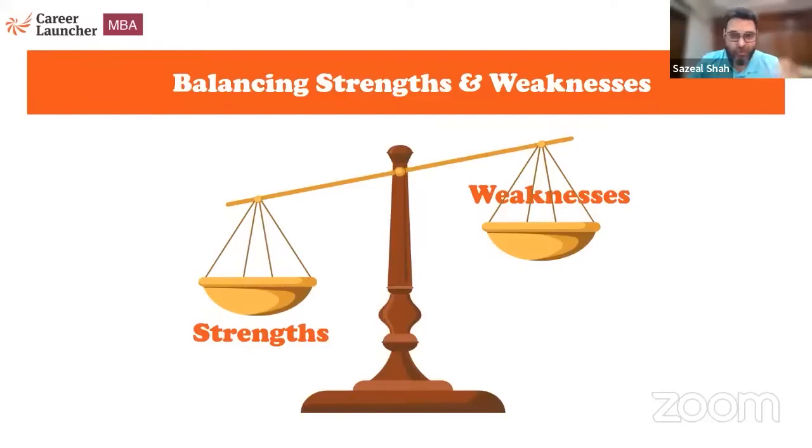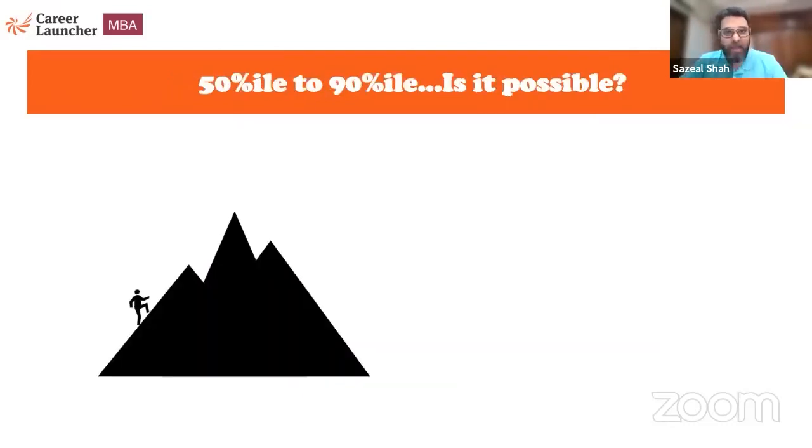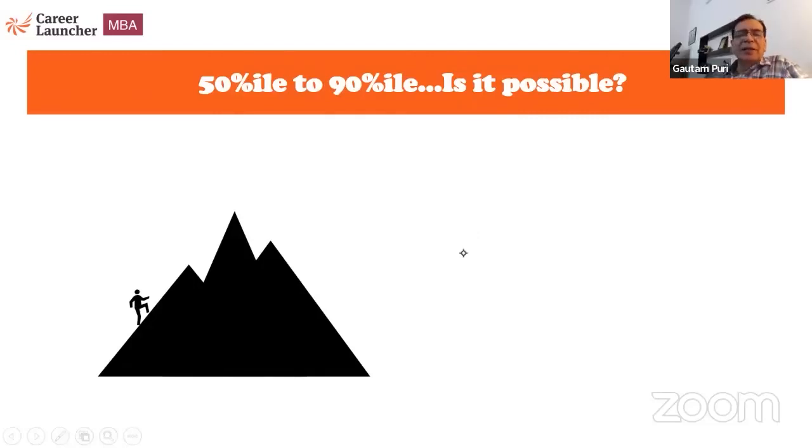Balancing strengths and weaknesses also we've covered. It's important to balance both, and GP said also the ones which are in between are what you need to handle. You can actually ignore the weaknesses at this juncture, is what we had summarized, right? Okay, 50 percentile to 90 percentile, Gautam sir, is it possible and how? See, do you know what a 50 percentile number is in CAT?